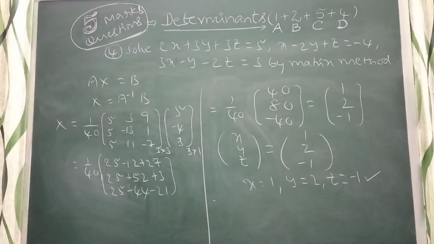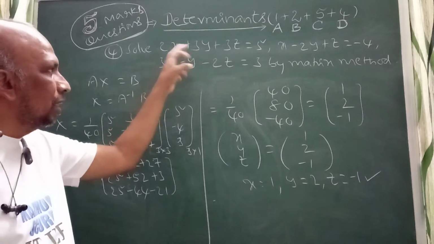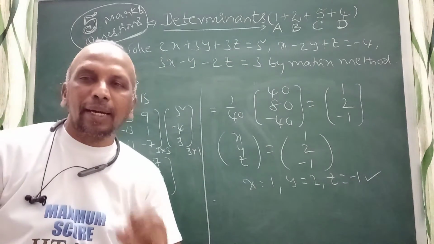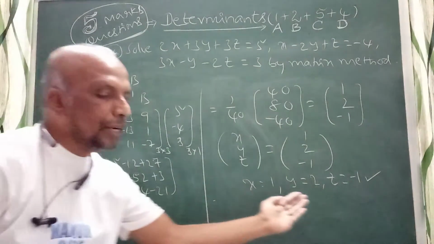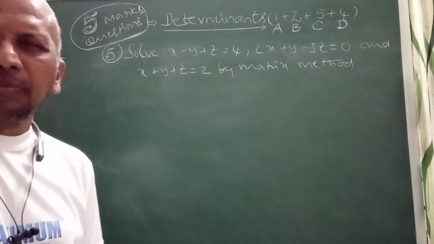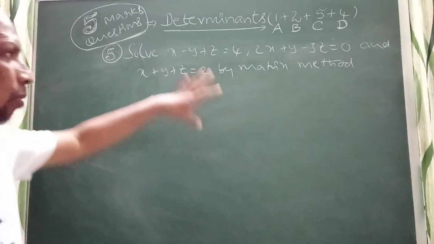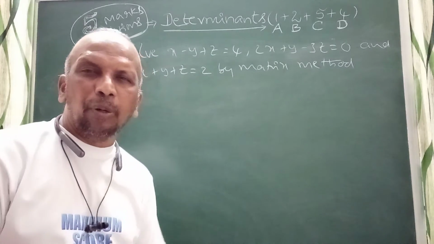Now you can verify. Substitute this 2 into 1. 3 into 2, 6 plus 2, 8. 8 minus 3, 5. It satisfies. You can substitute, you can verify that. So this is the required answer. And now I will solve one more problem. Like the previous problem method only, I am going to do one more problem now because practice is important.